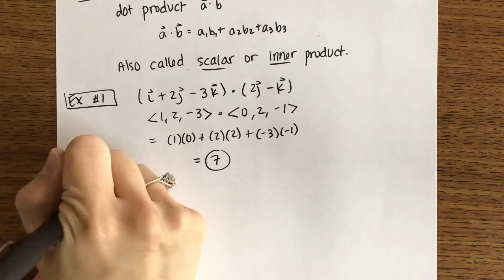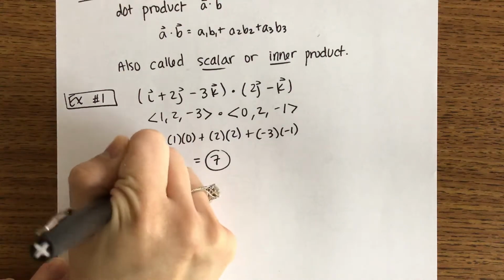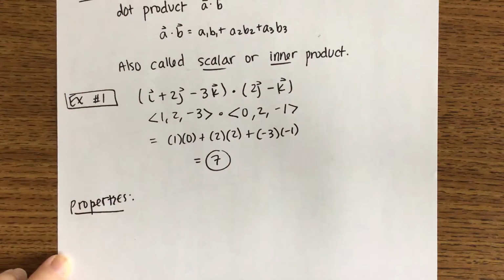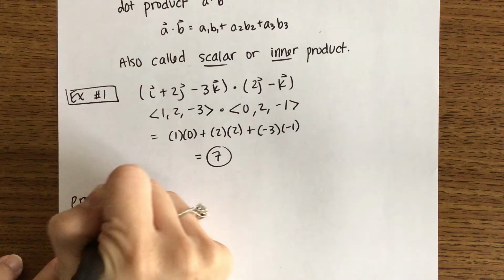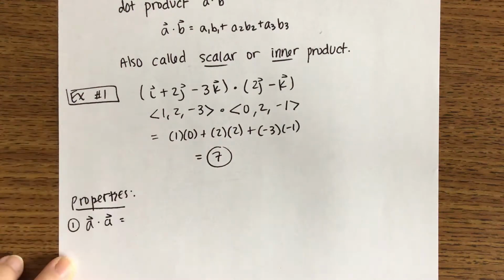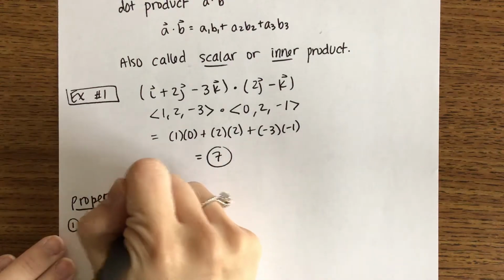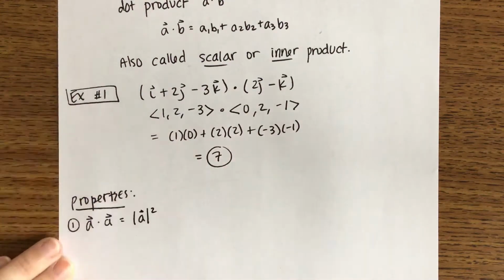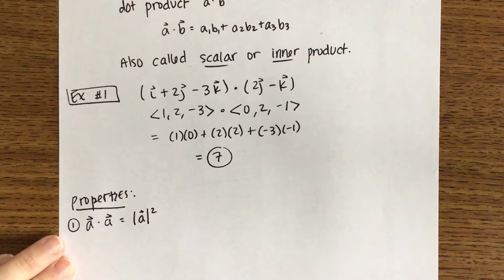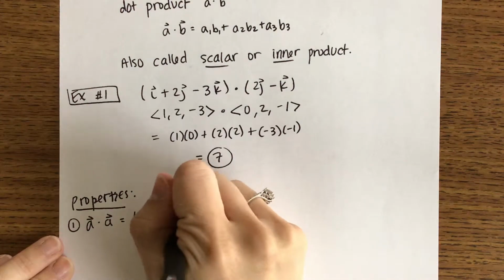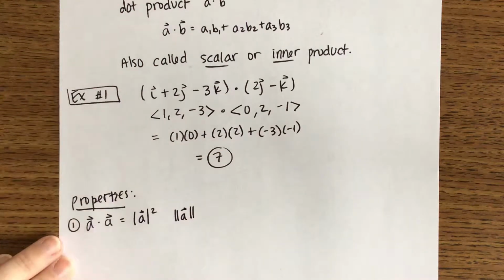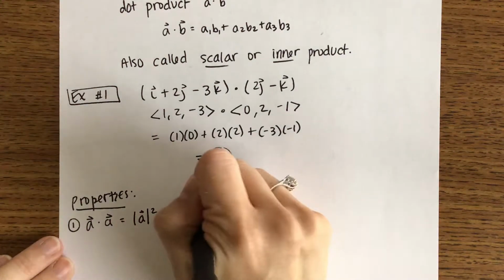Okay, here are some properties of the dot product that you should know. First property is if I take A and I dot it with itself, that's the same as taking the norm of A and squaring it. Now, please remember that one set of bars most of the time indicates the norm. A lot of times I'll write 2 sets of bars, so those both mean the same.